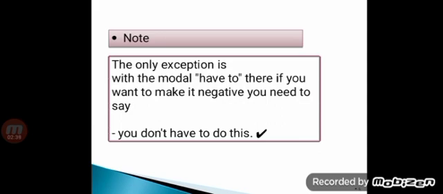The only exception is with the modal have to. There, if you want to make it negative, you need to say you don't have to do this. But with other ones, we just say you can't, you could not, or you may not, you ought not to. Okay?